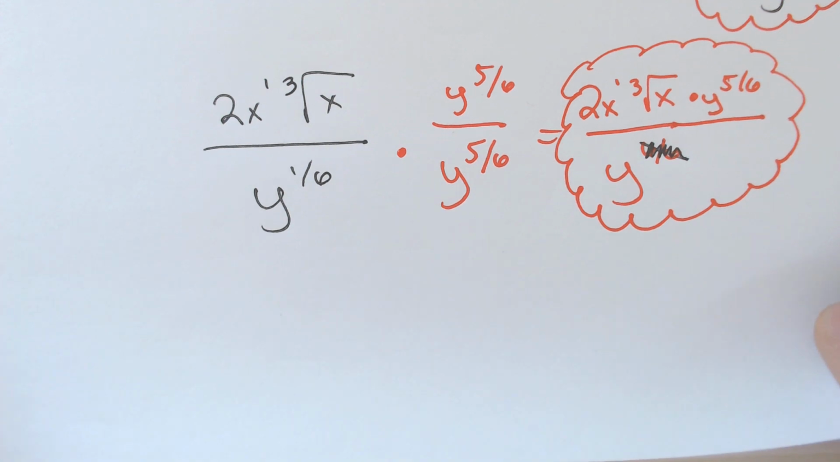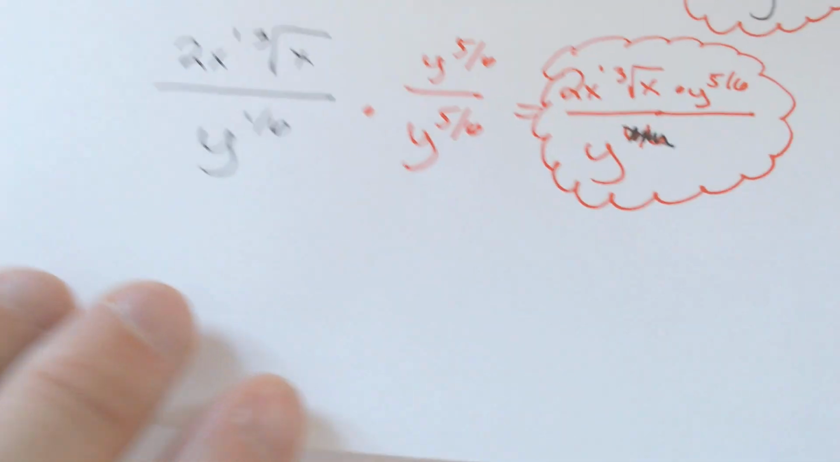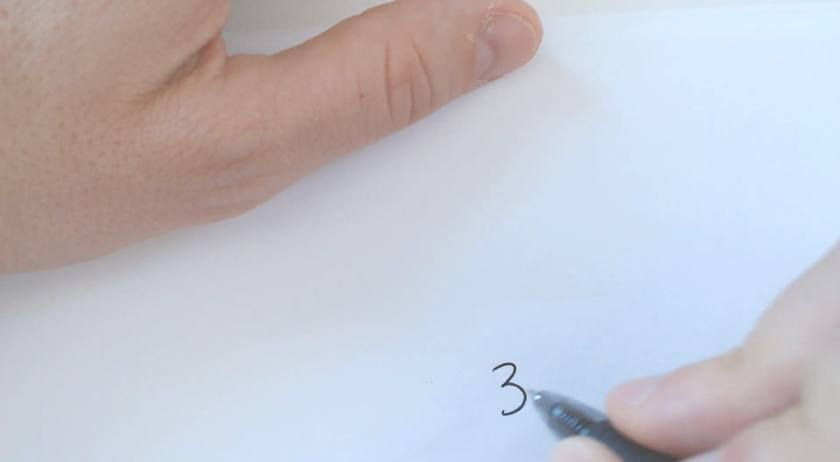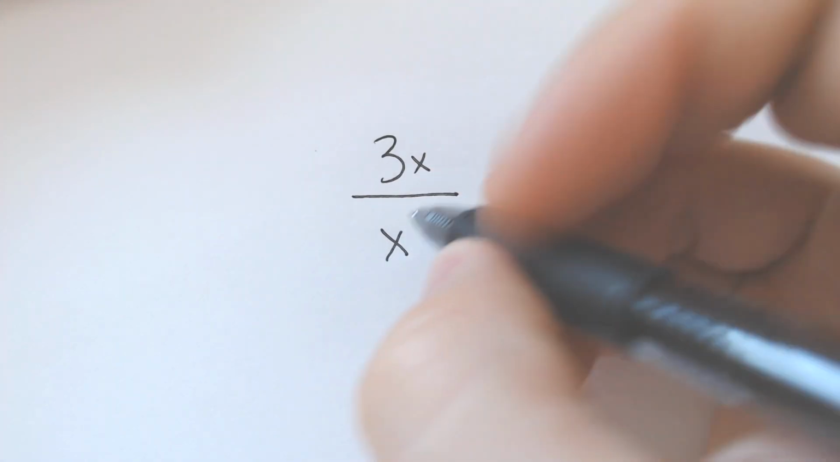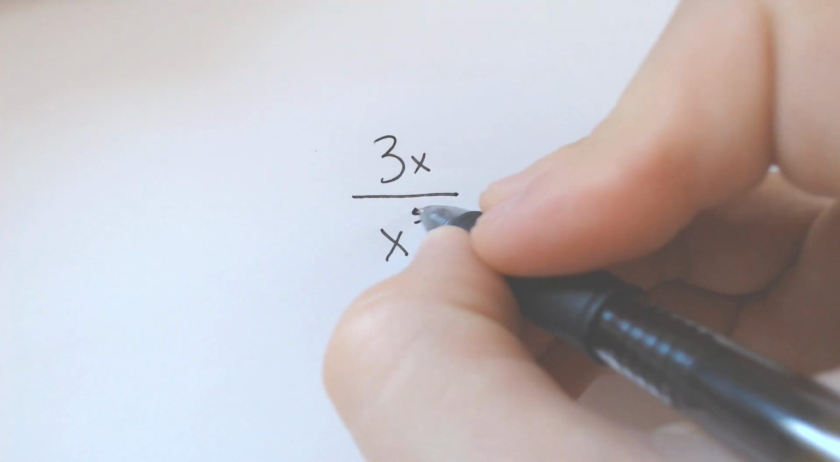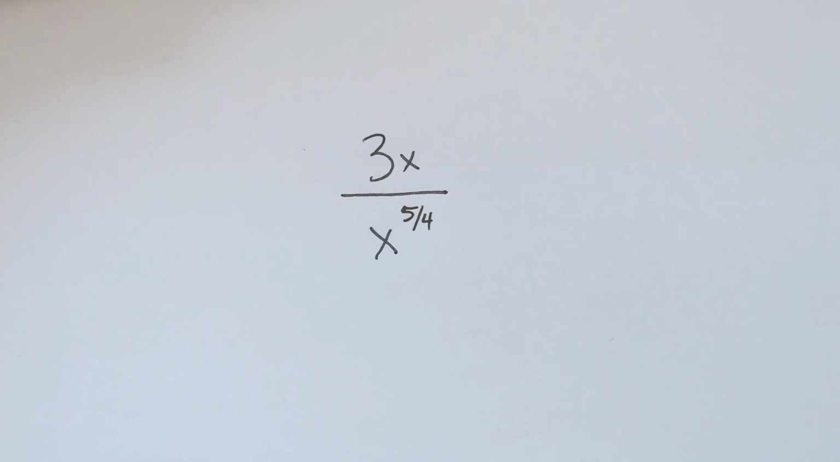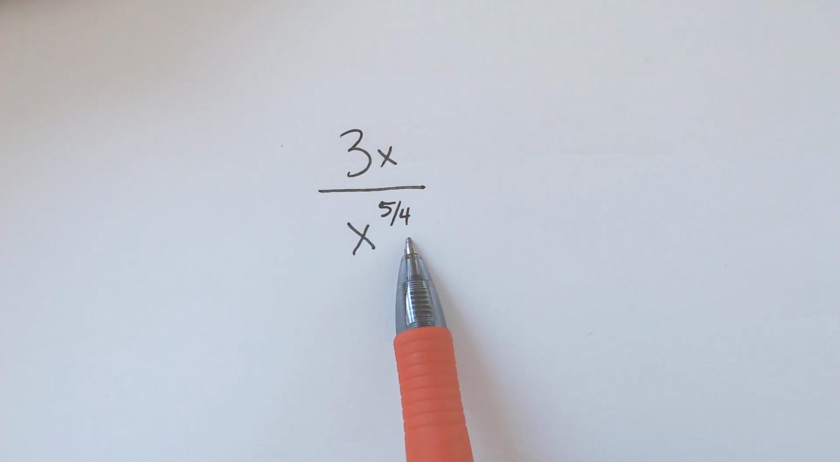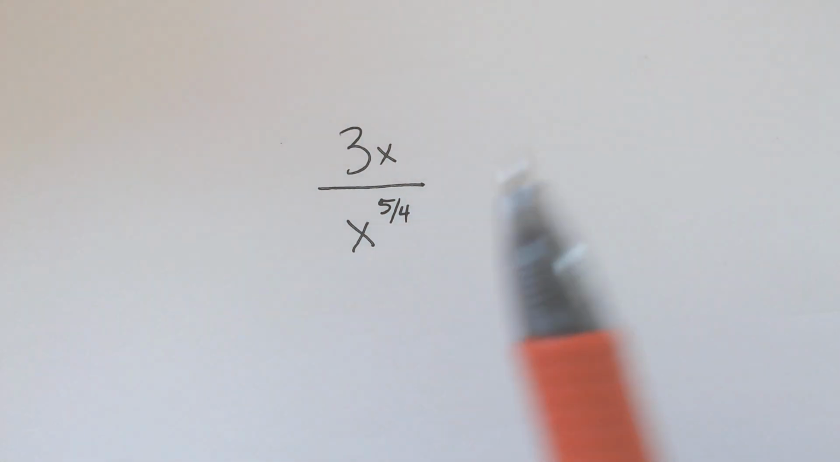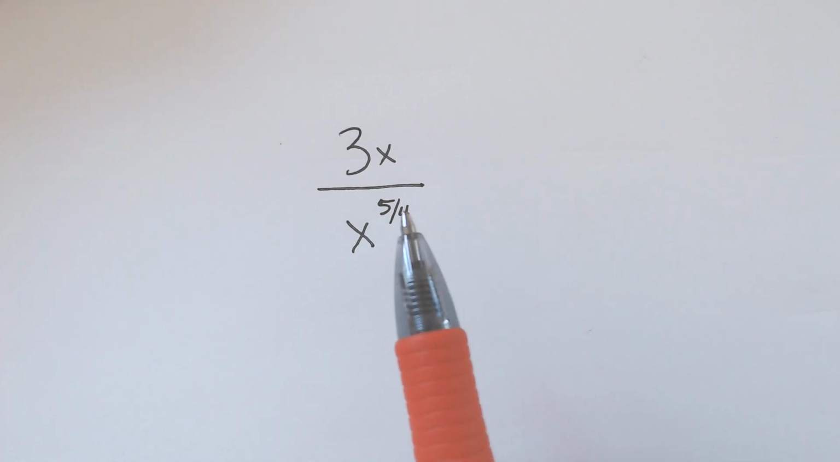Okay? I've got another example for you that's probably a little bit easier. Let's see how this one goes. So let's say I had, we'll go with 3x on the top of the fraction, and then we'll have an x to the 5/4 on the bottom. Okay? So here we have x to the 5/4. And x to the 5/4 is a radical denominator. It is a fractional exponent, which means it's a root.